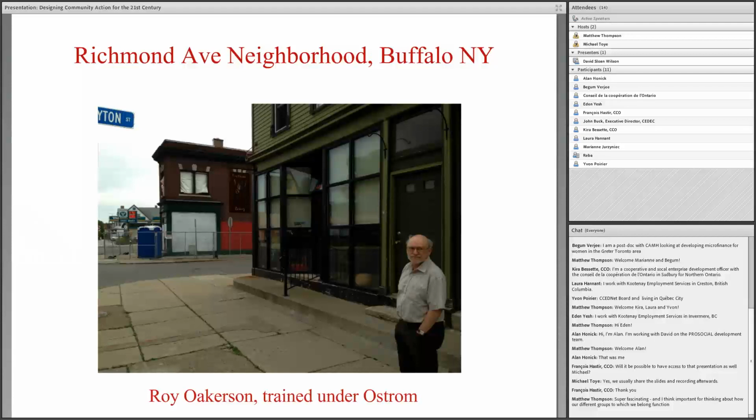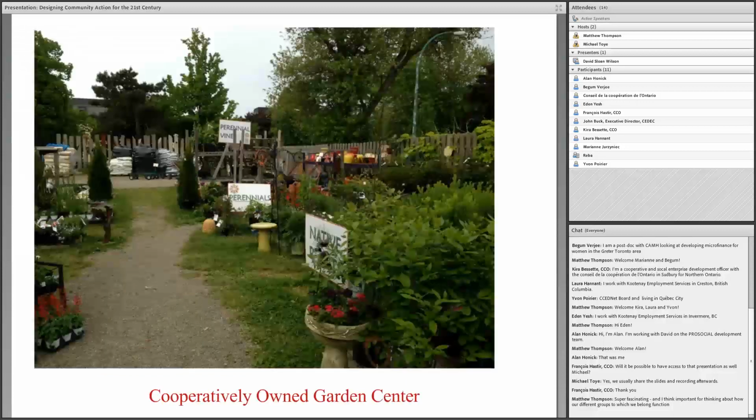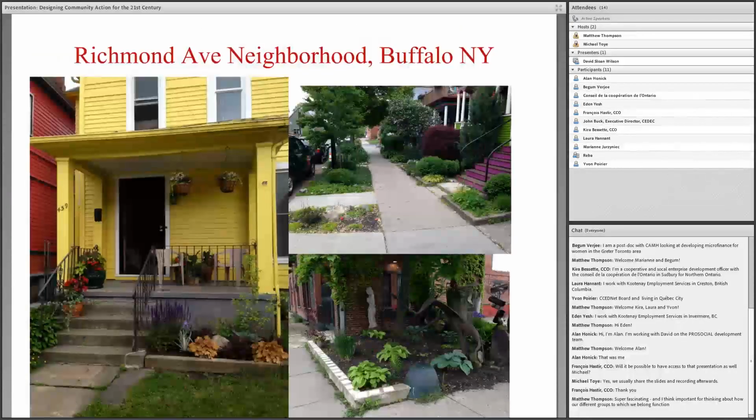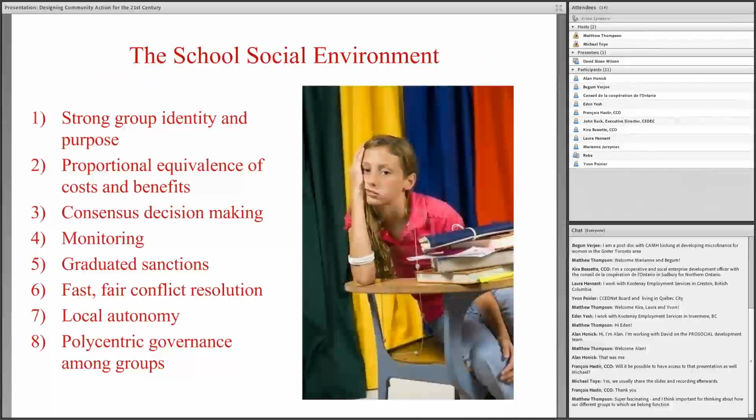Independently of me, a man named Roy Okerson, who trained under Ostrom, did the same thing in Buffalo, New York, in a neighborhood on Richmond Avenue, and I had the opportunity to visit him last year in Buffalo. There were just wonderful examples: a cooperatively owned garden center that was just thriving. The neighborhoods were beautiful. People were taking good care of their homes. All this great landscaping was taking place. It was very inspirational.